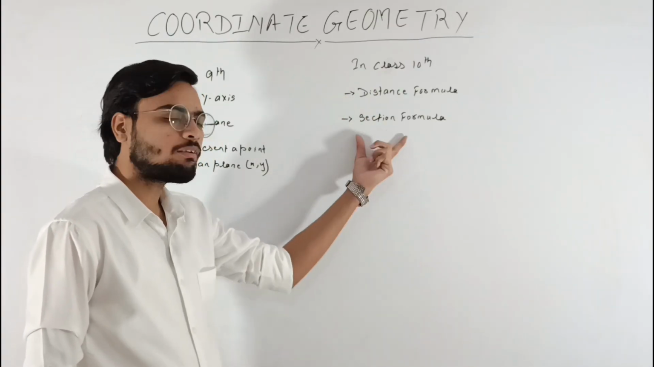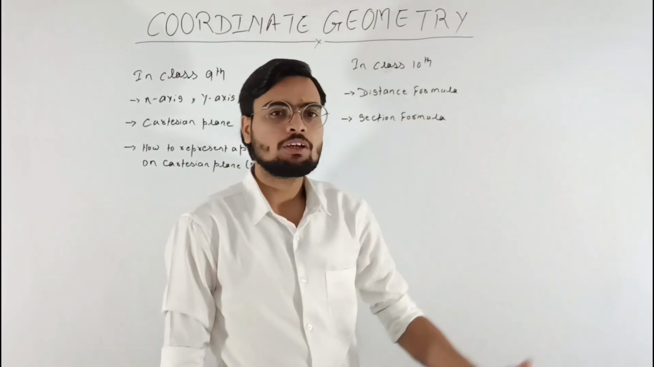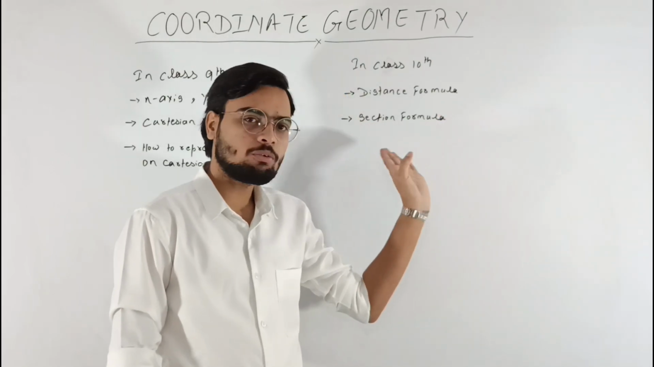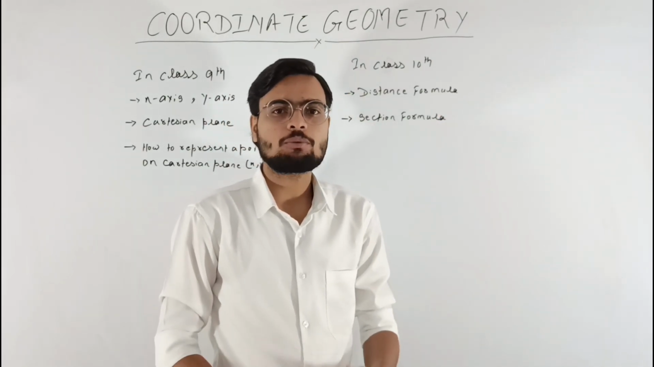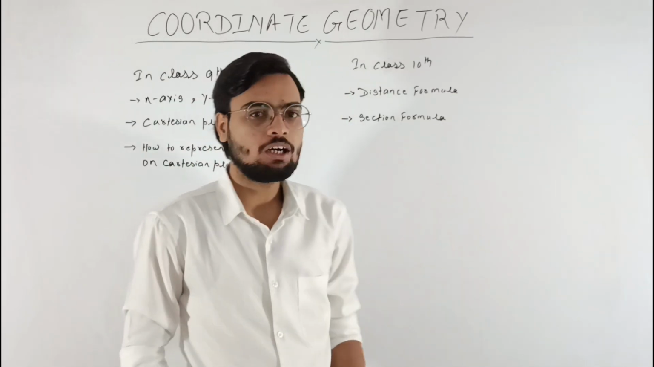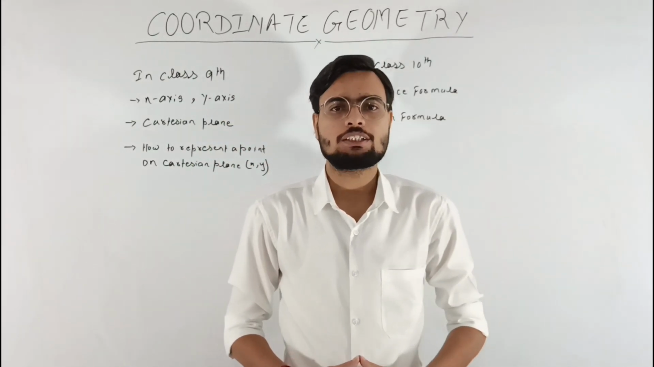Now in class 10th, we have to study two things. First one is distance formula and second one is section formula. In distance formula, we learn how to find a distance between two points, and in section formula, we learn how to find the coordinates of a point which divides a given line in some ratio. Okay, so let's start today's lecture.